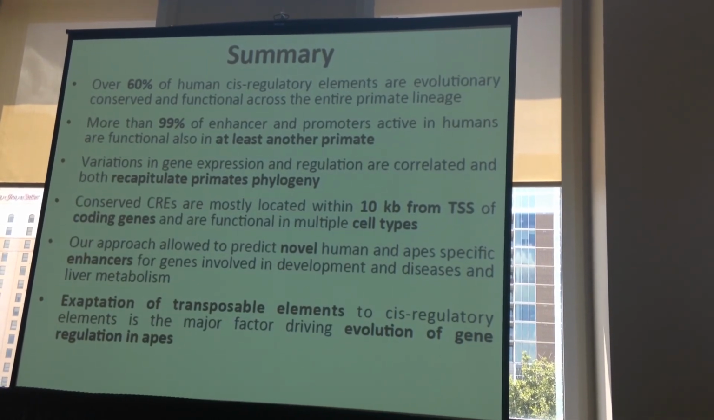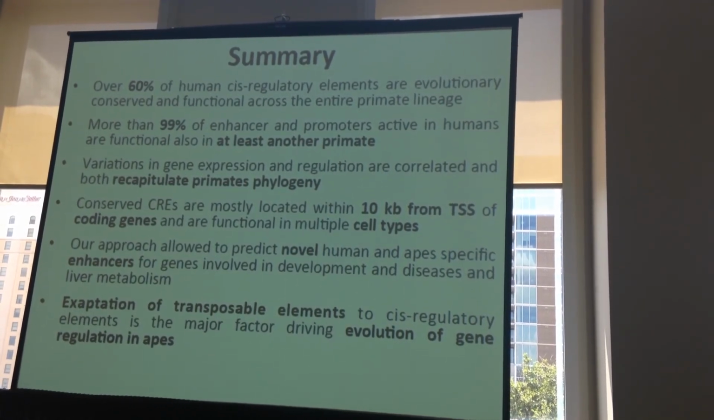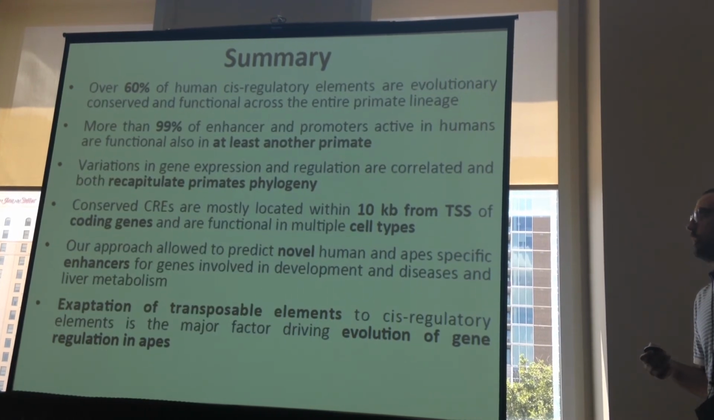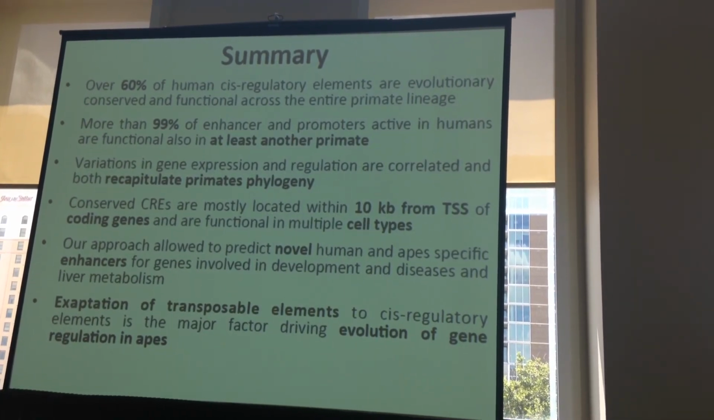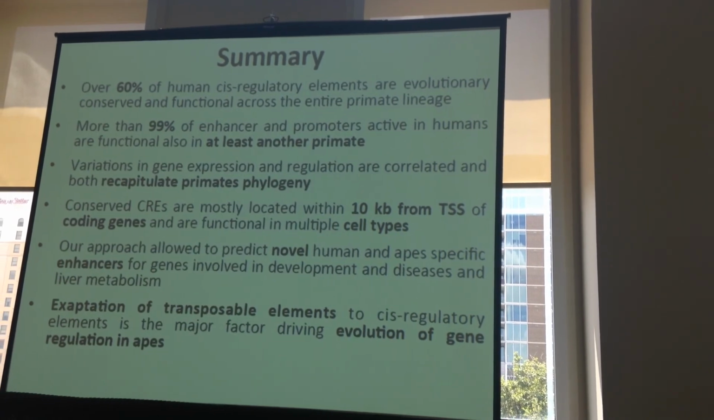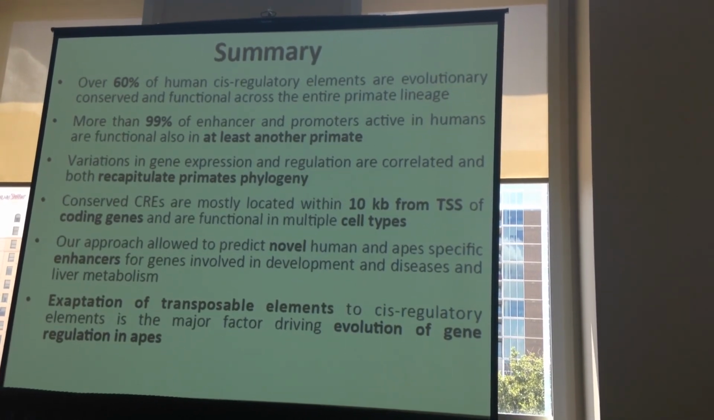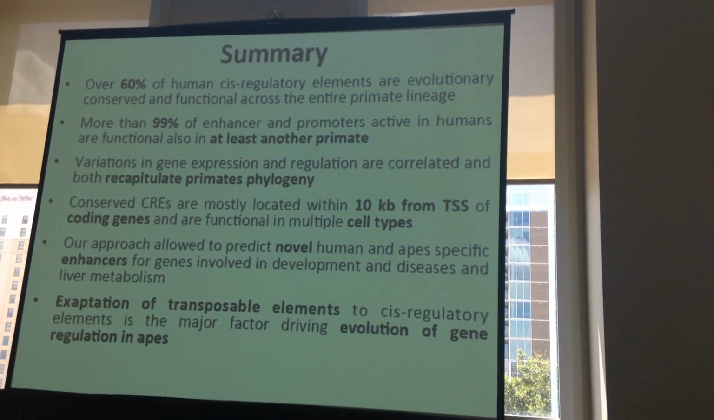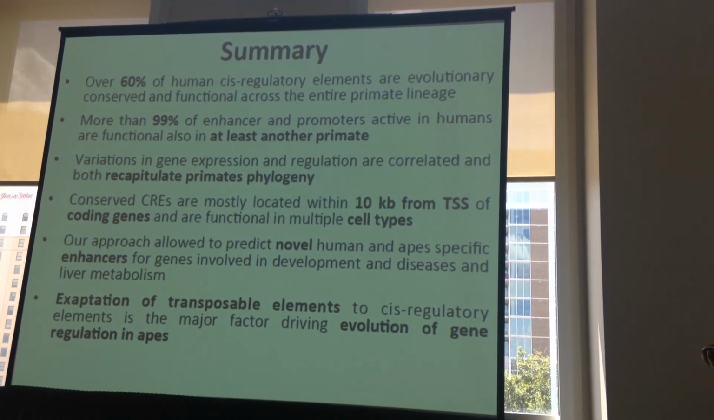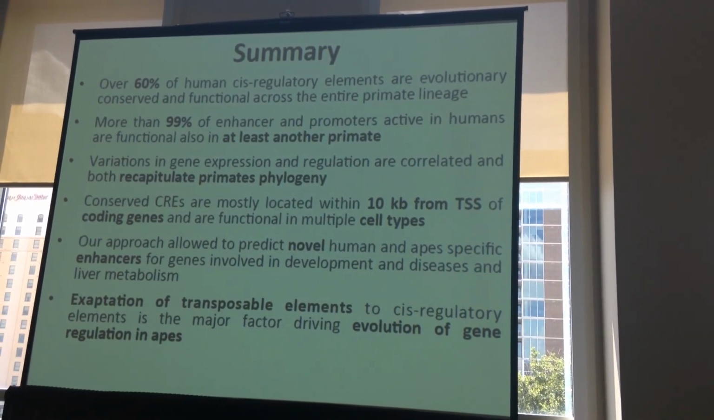So just to quickly wrap up, I showed how 60% of the human cis-regulatory elements are conserved, at least in terms of functionality, across primates, and more than 99% of the enhancers and promoters active in human are also active in at least another primate. Variation in gene expression and gene regulation in primates both recapitulate the lineage phylogeny, and the conserved enhancers and promoters are mostly located within 10 kb from the transcription start site of the coding gene, and they are functional in multiple cell types. Finally, our approach allowed us to predict novel species-specific enhancers, especially for human and apes, and most of them are associated to very important genes, and most of them are derived from the exaptation of transposable elements, evolving a functionality into a cis-regulatory element.